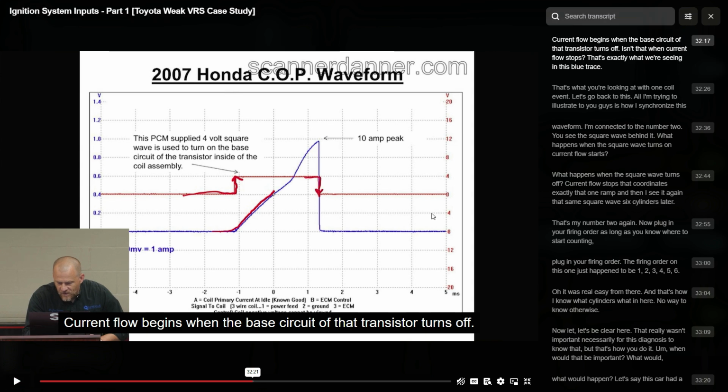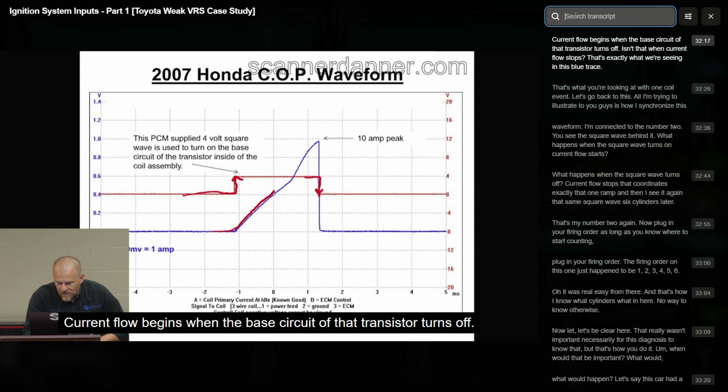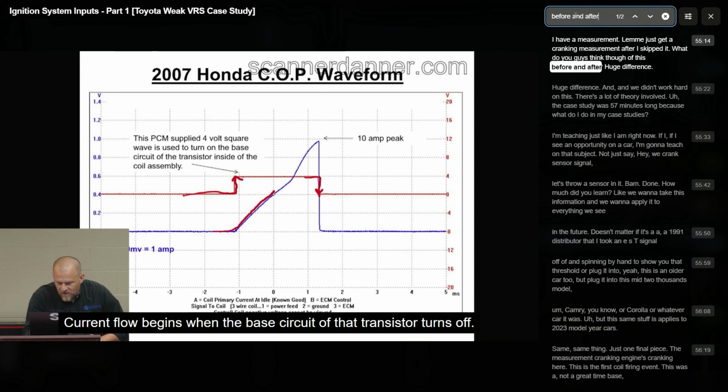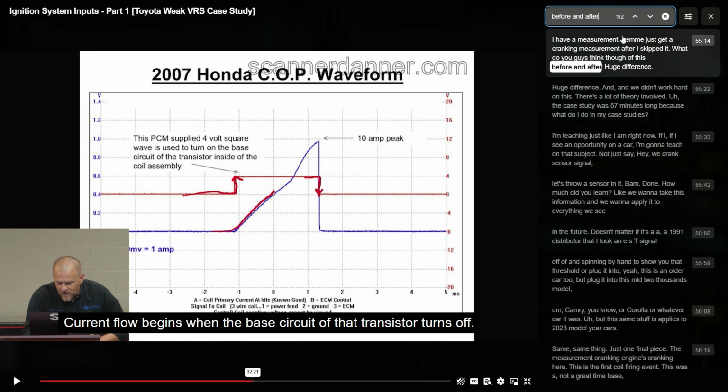So maybe I want to see within this particular lecture, we're talking about a weak crank sensor signal, and I showed some before and after pictures, and I really want to get back to that part of the video to show that. It was in the thumbnail too, but let's just type in "before and after." And you see there's two times where I'm talking about that.